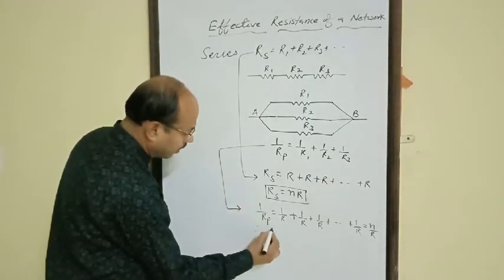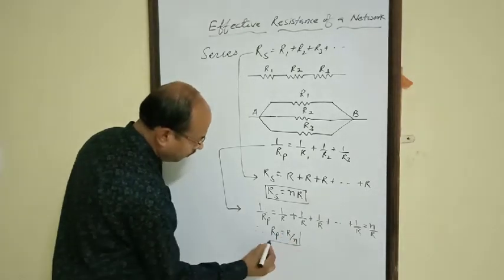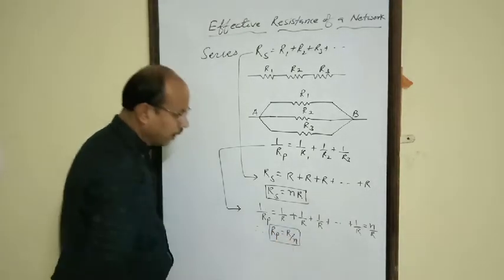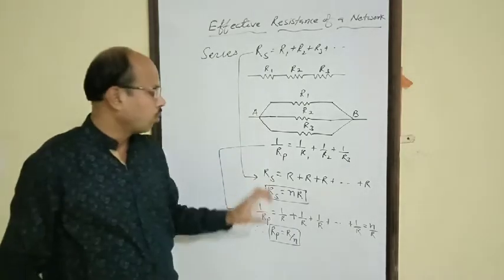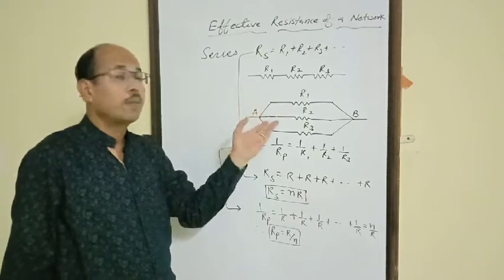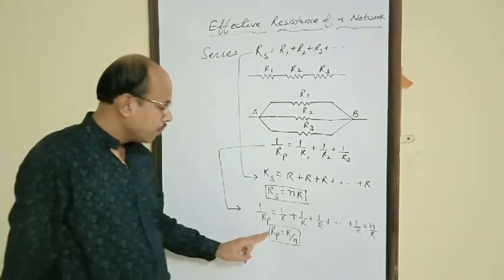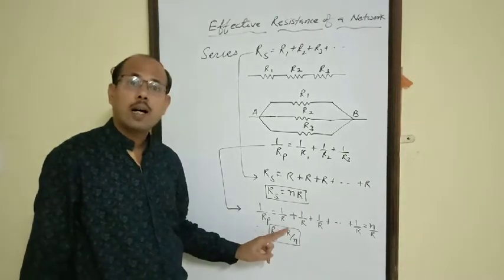Therefore, we can say Rp equals R by N. So these two formulas will again be very important when we solve complex networks. Rs equals N times r. It means we can directly multiply by the number of resistors if they have the same value. Similarly here, Rp equals R by N.